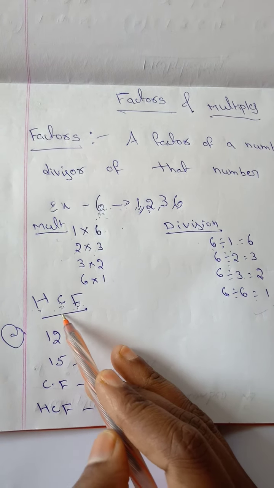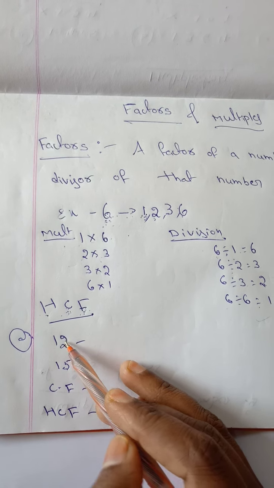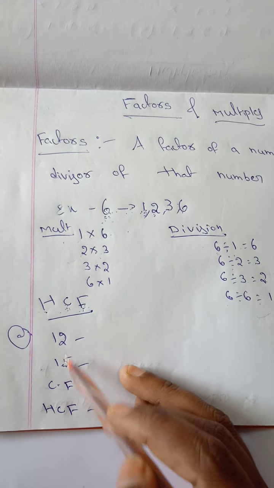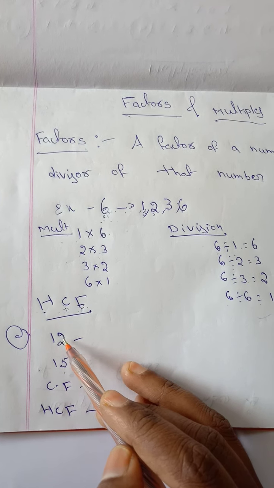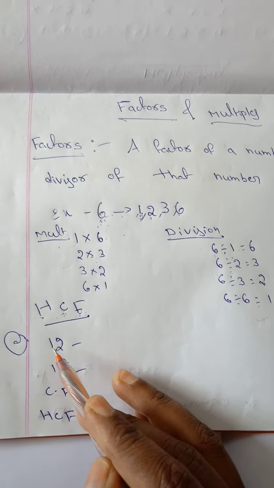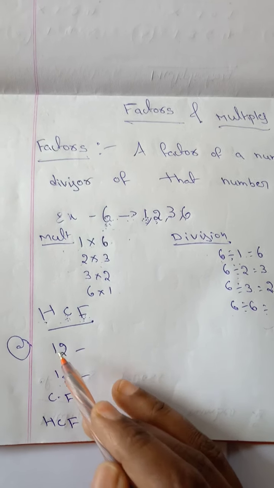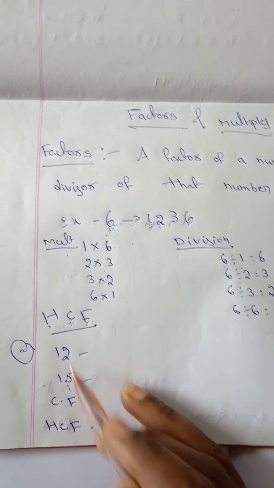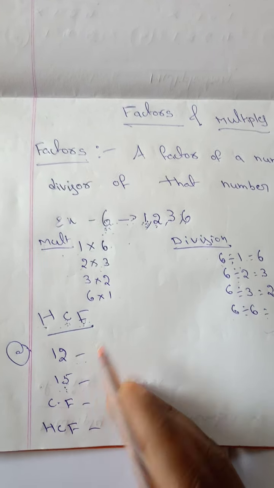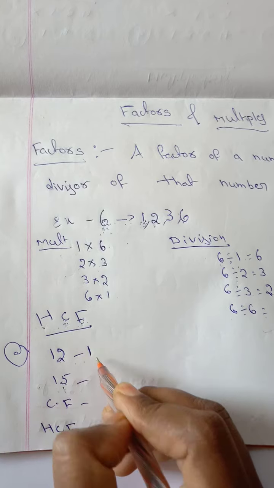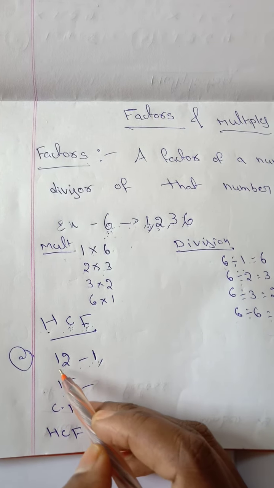Let me take one example: 12 and 15. Find the highest common factor of 12 and 15. What is the first step? First we should find the factors of 12 and 15. What are the factors of 12? 1 is a factor of each and every number.